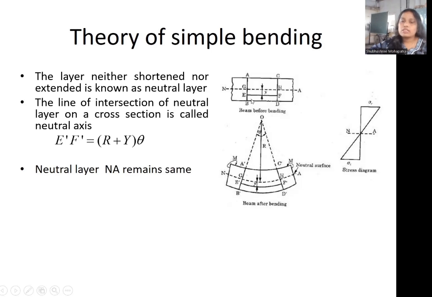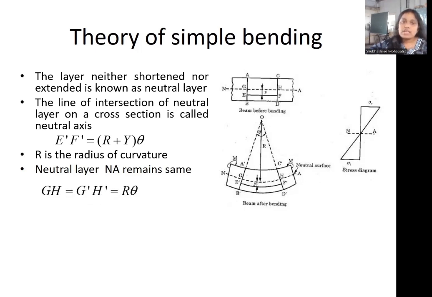After bending, there will be some change in length. So the final condition is E dash F dash. E dash F dash will be given by the radius of curvature and the angle of curvature. The radius up to E dash F dash is R plus Y, and theta is the angle of curvature, where R is the radius of curvature and NA is the neutral layer.